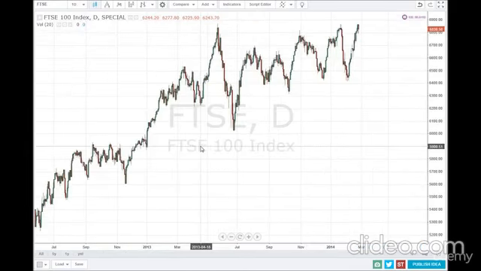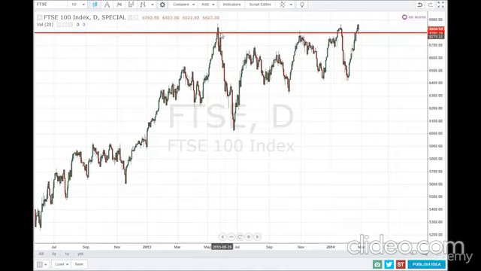This is a daily chart of the FTSE 100, the stock index for the United Kingdom, and once again we have a good example of resistance. Price is rejected here, here, and again here. If we mark this area with a horizontal trend line, you can see this rejection more clearly.